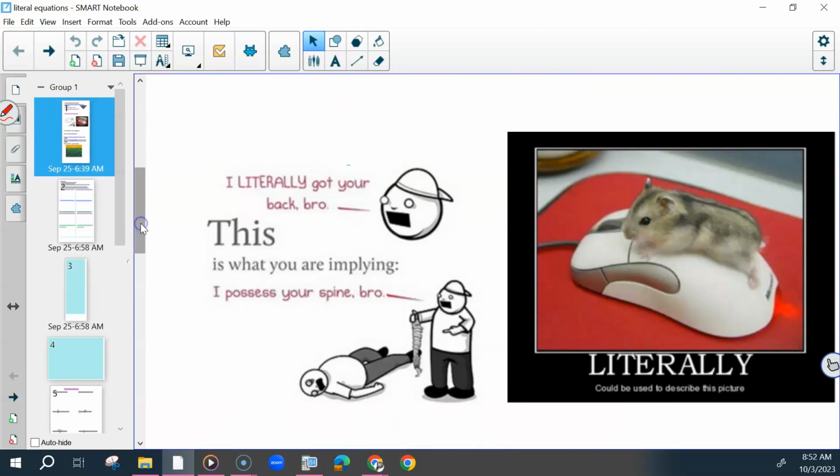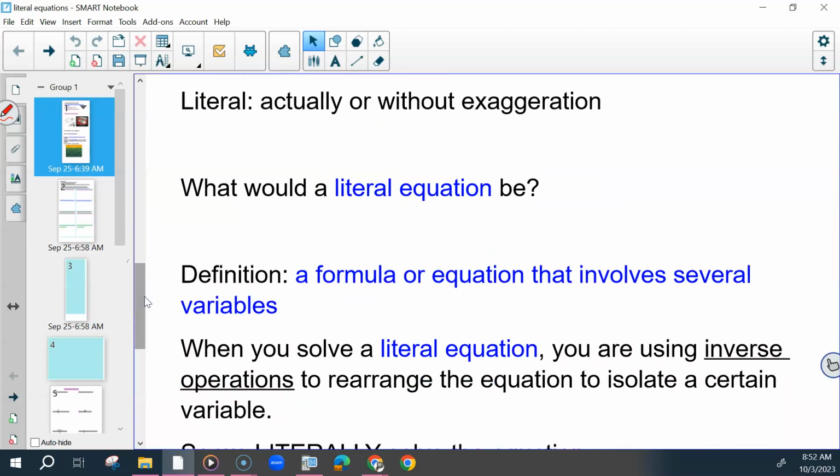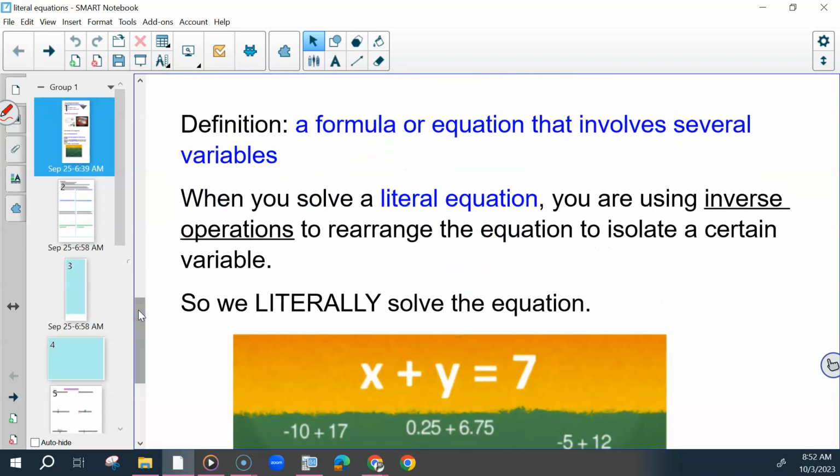So when we talk about the word literal, these are some more examples of that. And these are on your page as well. But the word itself, literal, is actually, or without exaggeration. But a literal equation is very much like a multi-step equation. You solve it like normal, but you don't get a real answer. You don't get a numeric answer. You literally solve it. You actually solve it, but not to get a numeric answer.